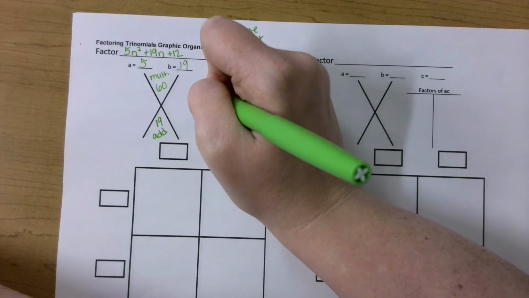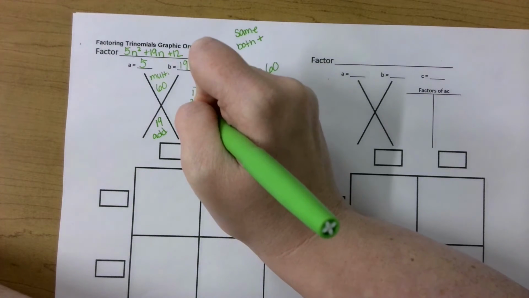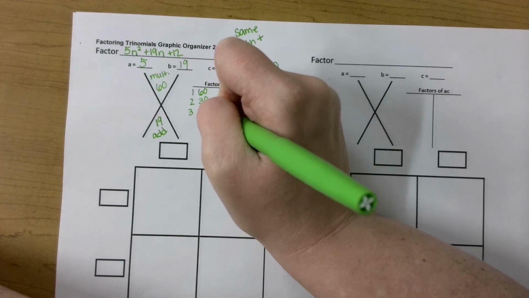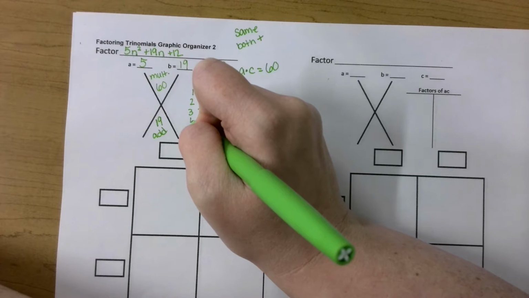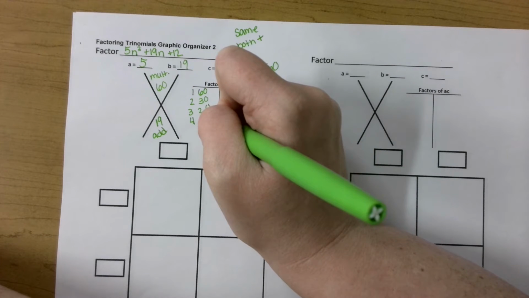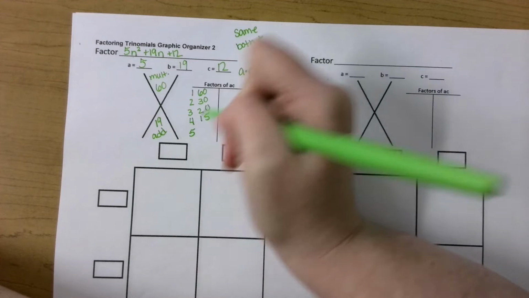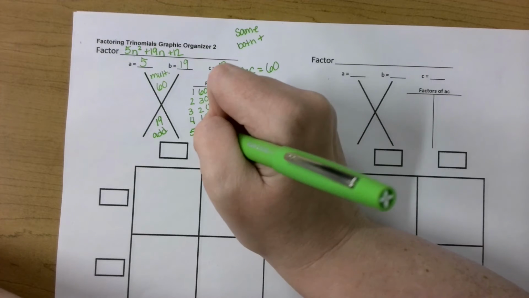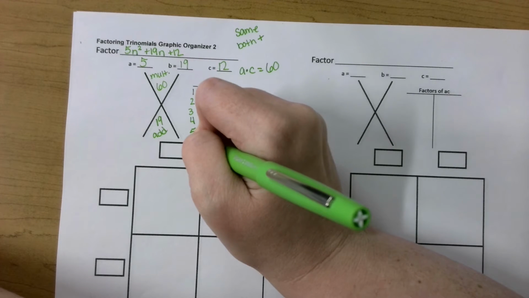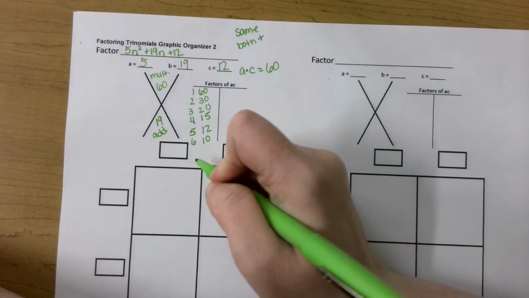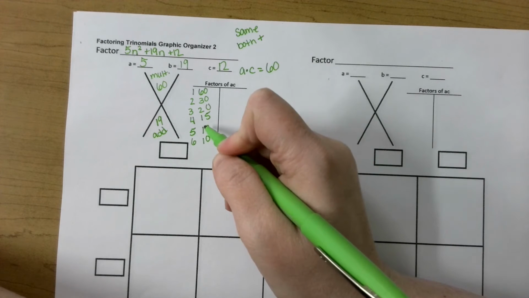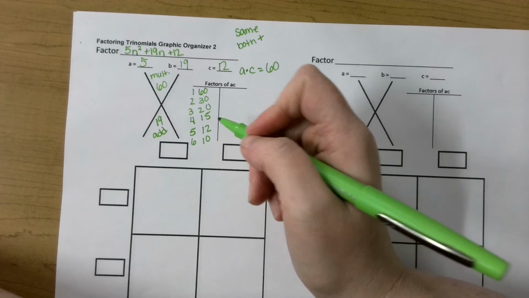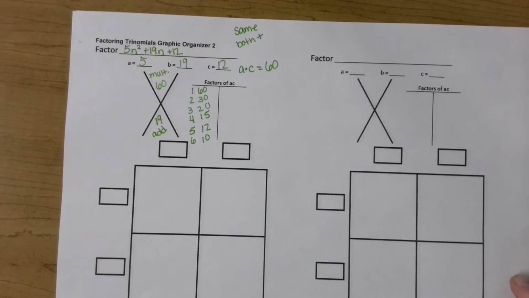So we have 1 and 60, 2 and 30, 3 and 20, 4 and 15, 5 and 12, 6 and 10. Is that it? I don't think 8 goes into 60. Nope, it doesn't. All right, and 6 and 10. Those are all of our possible factors.